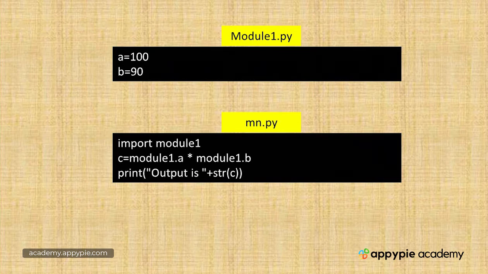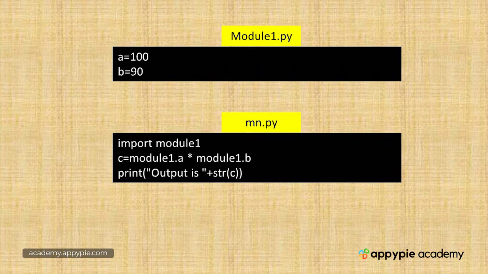Then I happen to have another main program of Python, that is mn.py. Name could be anything. Here the first statement I am writing is import module1. Now what does that mean? It means when I write import module1, now in this program mn.py, I would be in a position to use the things which have been defined in module1. Like I have got two variables, they are accessible to me in this program mn.py.